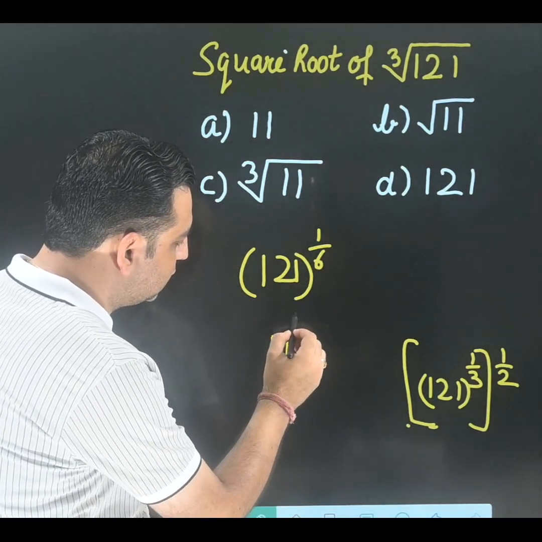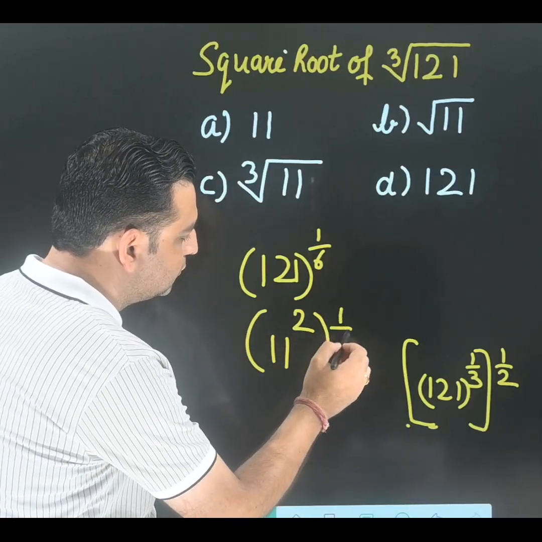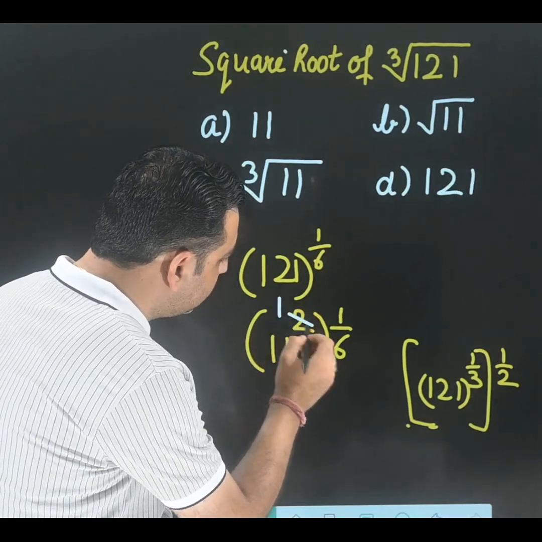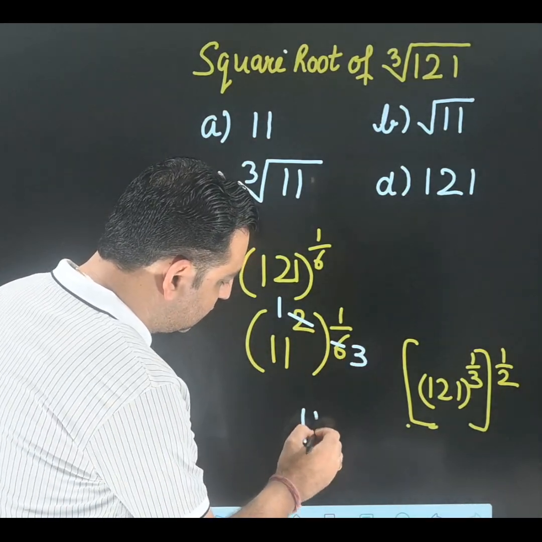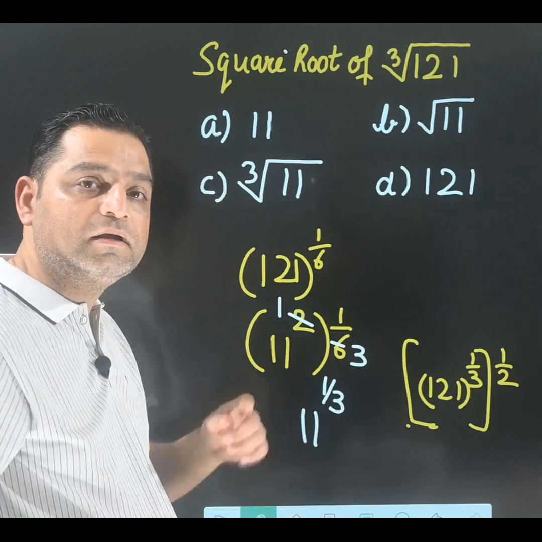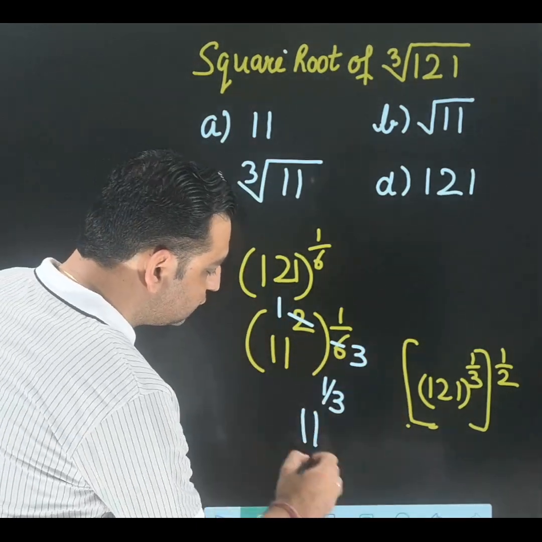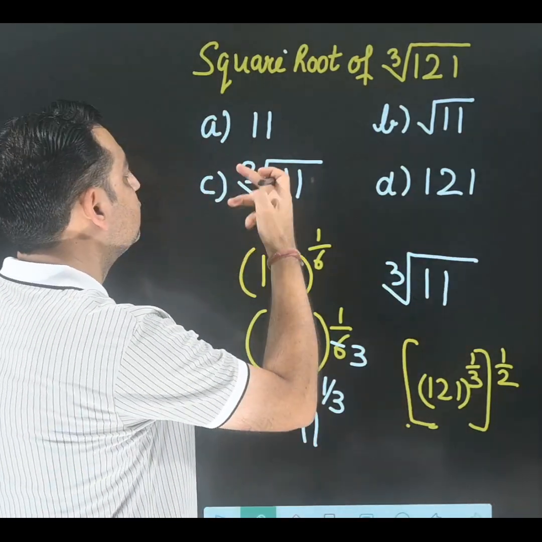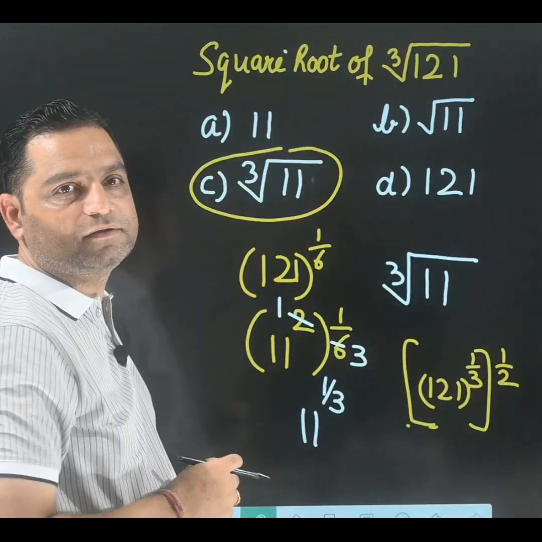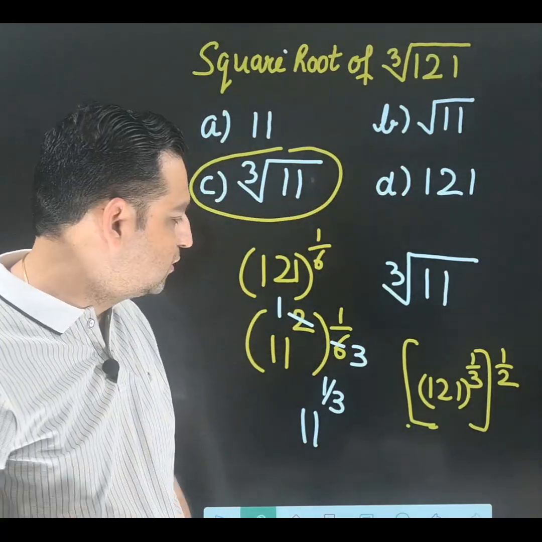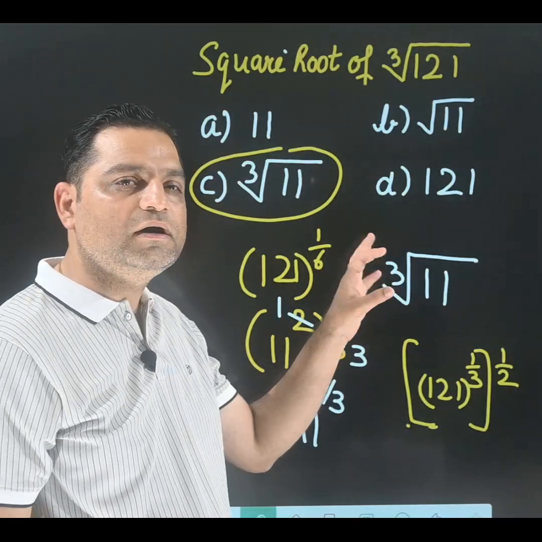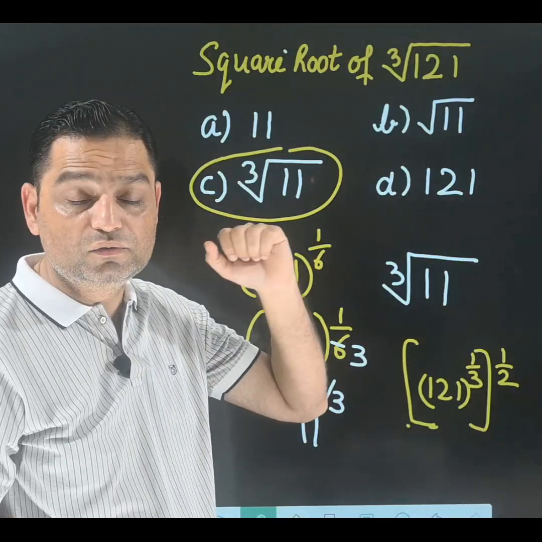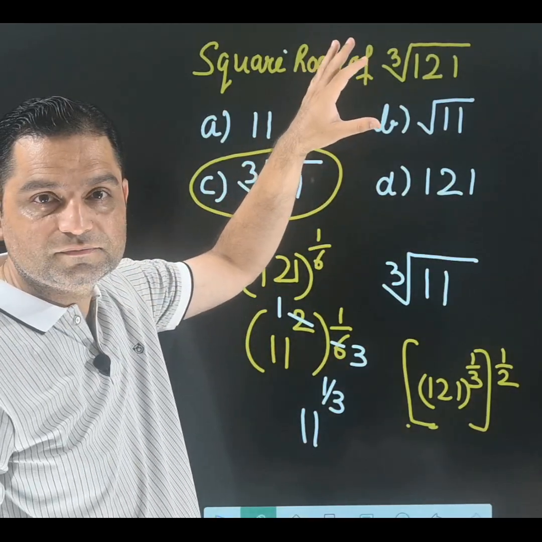Now 121 can be written as 11 square. So it becomes 11 square to the power 1 over 6. This 2 and 6 can be cancelled, so I get 11 to the power 1 over 3. Again using the reverse rule, if this is 1 over 3, it can be written as cube root of 11, which gives me option C as the answer. This is the basic concept behind it. We should know how cube root can be written as power 1 over 3, and square root as power 1 over 2, to learn the basics behind it.